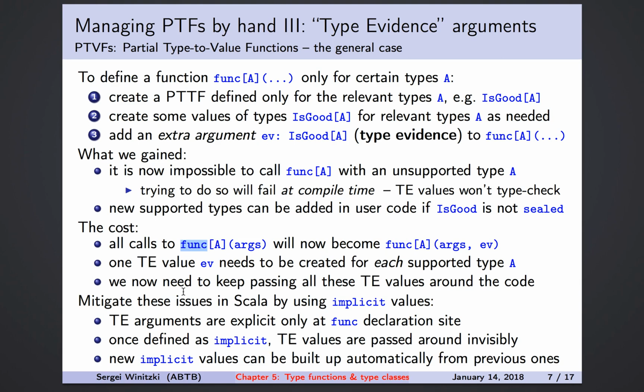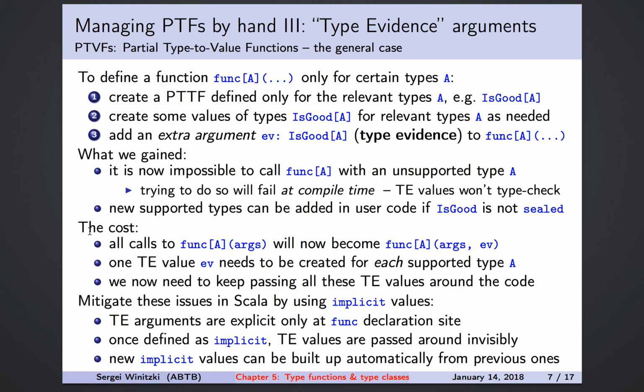They are already passed around invisibly once they are defined as implicit, these type evidence values. And also, you don't have to write a lot of code to define type evidence values for all kinds of types, because you can define rules by which new implicit values can be built up automatically from previously built up implicit values, and the compiler will do that recursively as much as necessary. So that more or less solves all these three issues.